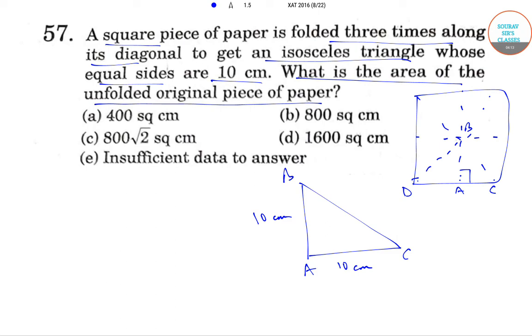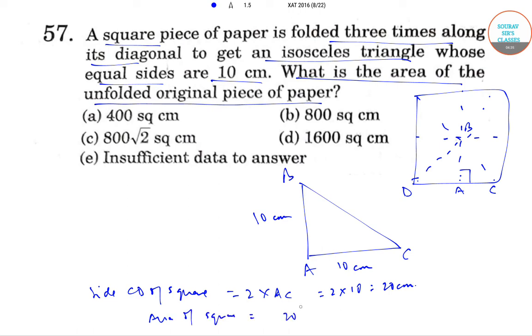So now it is clear that side CD of the square is 2 into AC. So 2 into 10, that is 20 centimeters. So area of square is equal to 20 squared, that is 400 centimeters squared.